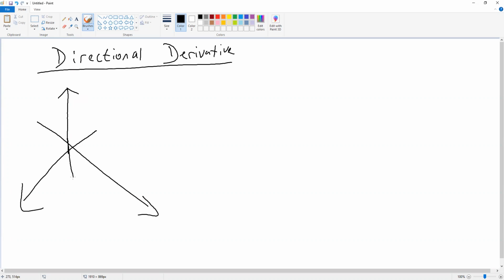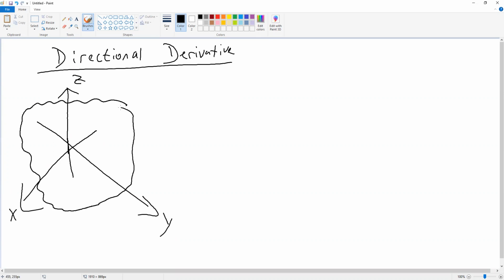So, oh, this is really bad. XYZ axis. So let's just take a function. Really bad function. And what we're going to do, this is what I was saying before.